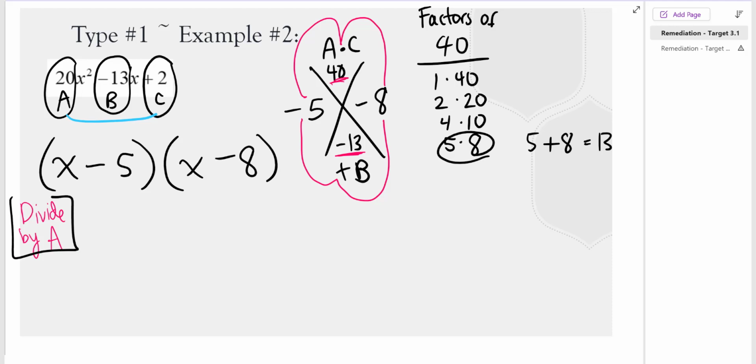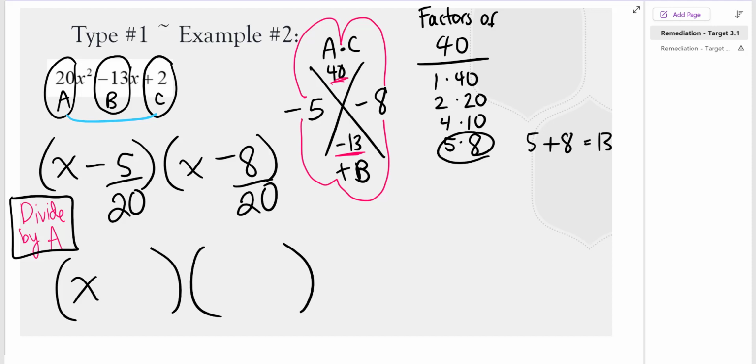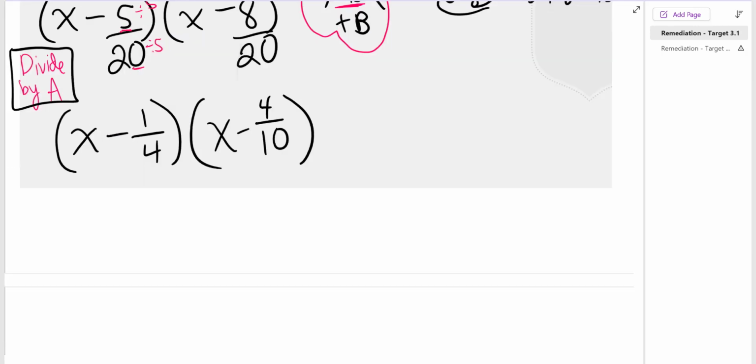The next step is to divide by a, and a is 20. Okay, and then here we're practicing simplifying fractions. On this top one, we can half it. So half of 8 is 4, half of 20 is 10. On the other one, we can't. But remember, if it ends in a 5 or a 0, you can divide by 5. So 5 divided by 5 is 1. 20 divided by 5 is 4.